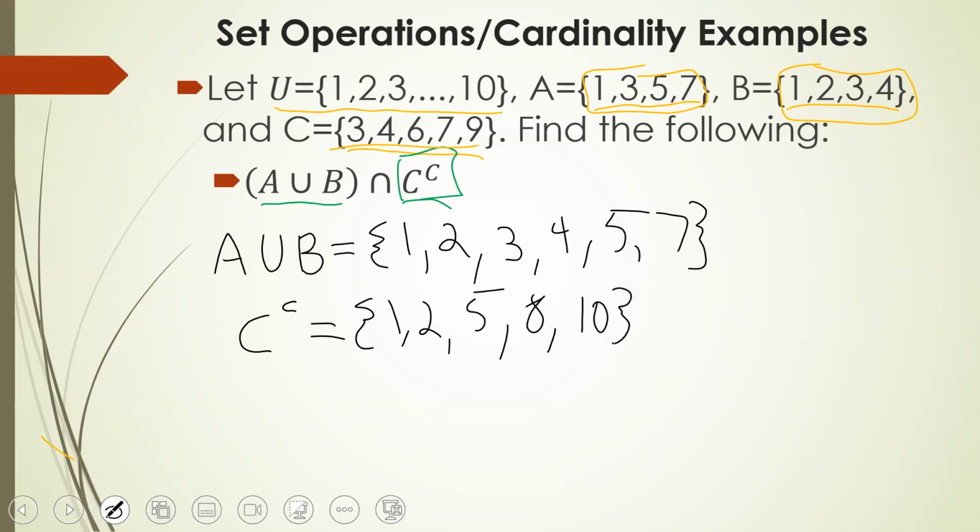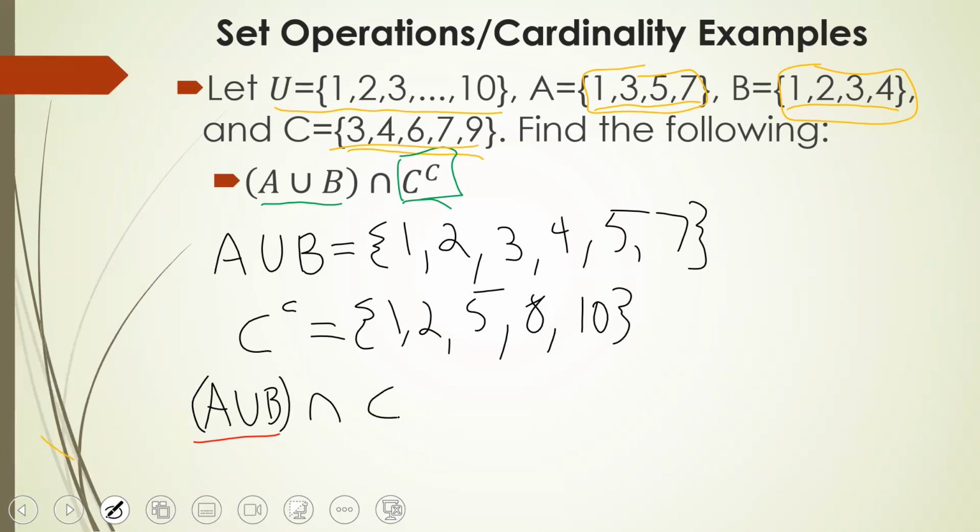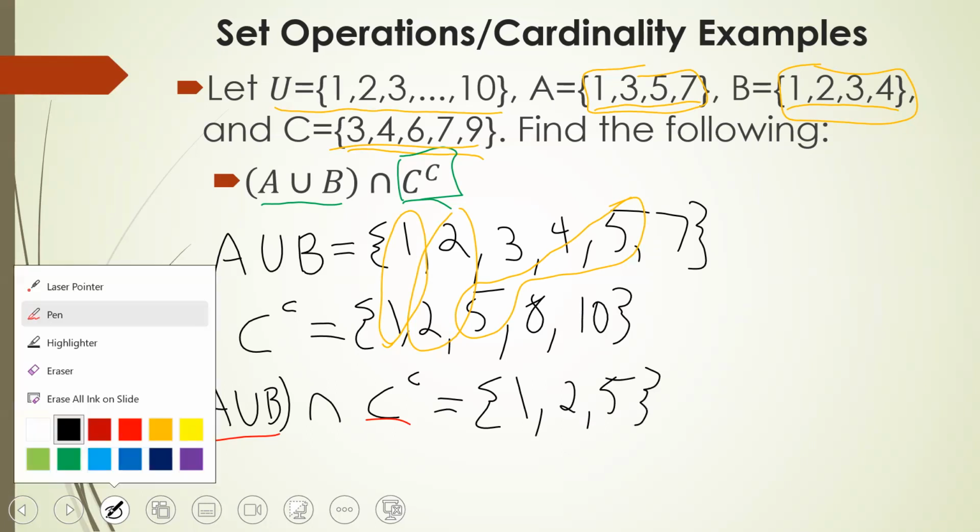So now we've got the two sets that are described in the given problem, and with this information, we can now write our solution. Since we're trying to find where the first set, A union B, intersects, that's what this upside down looking thing stands for, that set C complement. And recall that intersection means what do they have in common. So if we look at the two sets, especially with the elements listed up above, I see that they both contain 1, they both contain 2. I see the element 5 in both, and that's it. So our intersection of these two sets would contain the elements 1, 2, and 5. And that would be our answer.